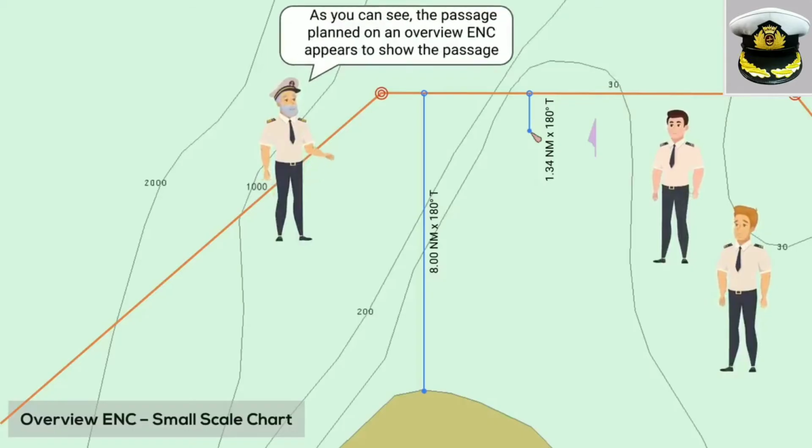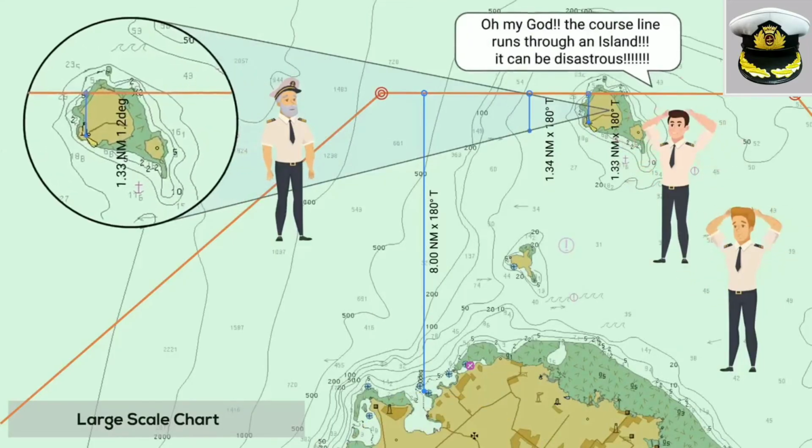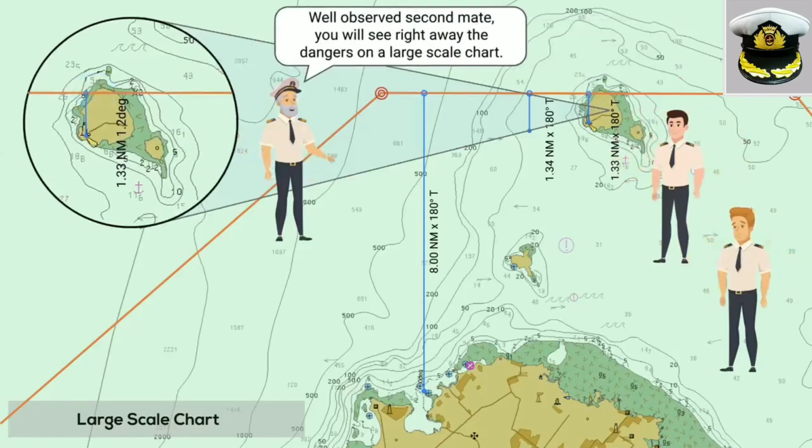As you can see, the passage planned on an overview ENC appears to show the passage is clear from the navigation hazards as mentioned by second mate. Now, let us see how the same passage appears on a large-scale ENC. Oh my god! The coastline runs through an island. It can be disastrous. Well observed, second mate. You will see right away the dangers on a large-scale chart.